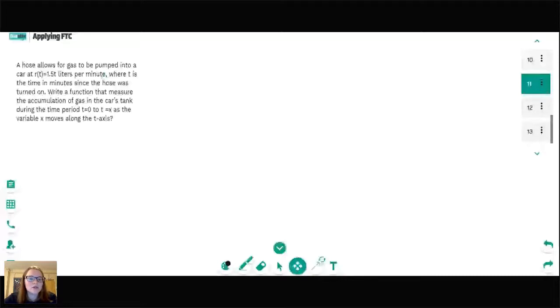So all you're doing here is writing a function using the rate. Okay, I'm going to give you guys a minute to try to write this function because this one doesn't actually have much work. So feel free to ask me any questions, but I'm going to pause for a second.